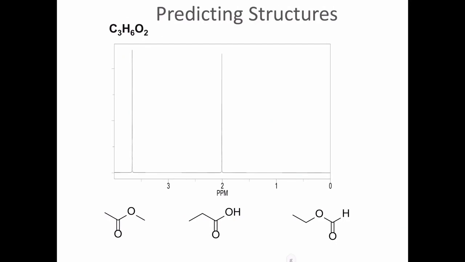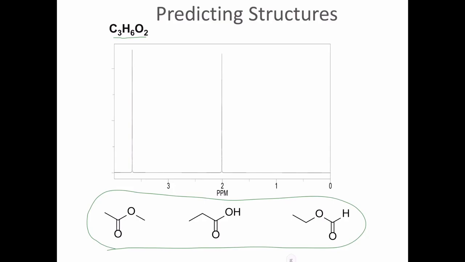Predict the structure of C3H6O2. And we're given the list of possible structures. We just need to find out which one matches the spectrum. And here we have the signals appearing at position 2, and the other one is at around 3.7 in terms of the chemical shift. And there are only 2 signals. So let us see what happens.